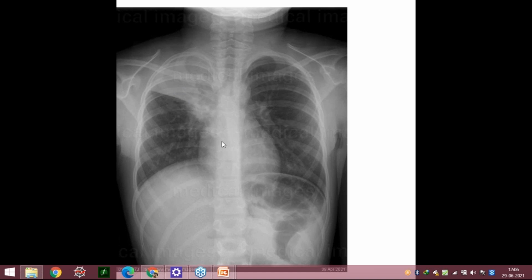Apart from that, circulation-wise, we can assume that this is fine. If you see, the right side is slightly more, but the major abnormality in this X-ray would be a right upper lobe consolidation.